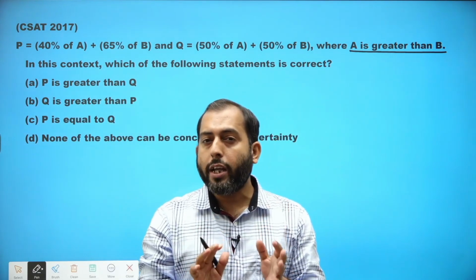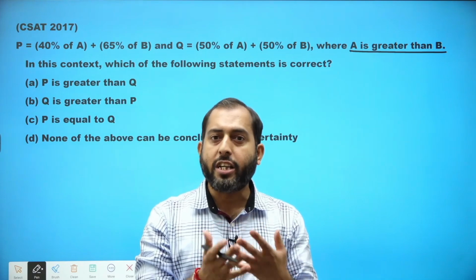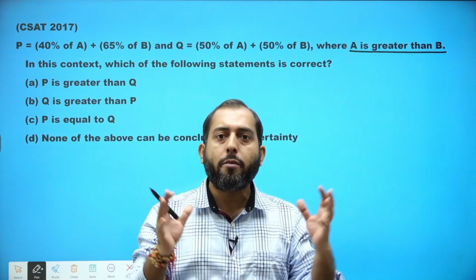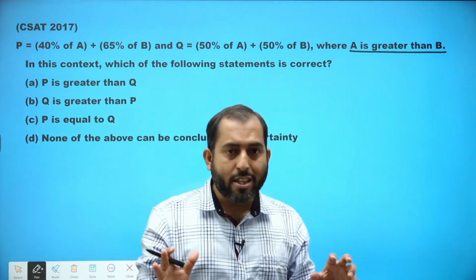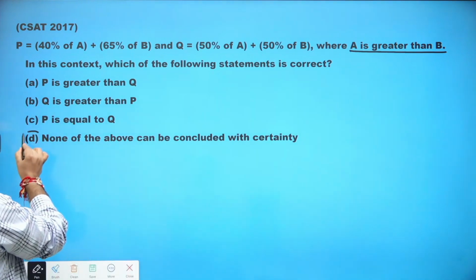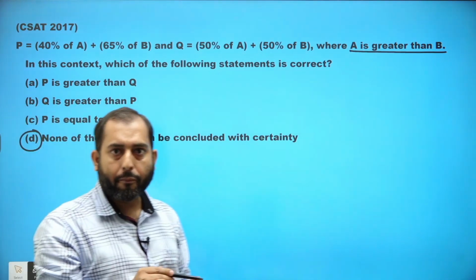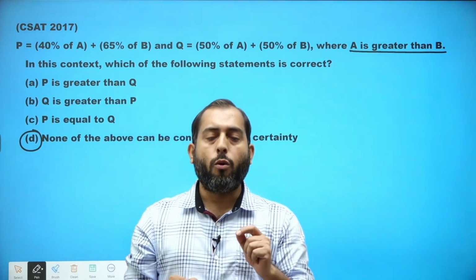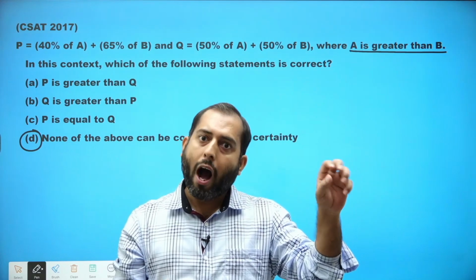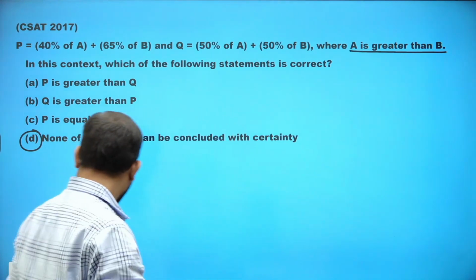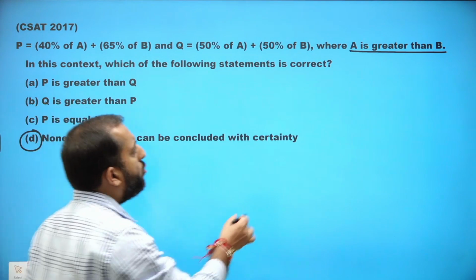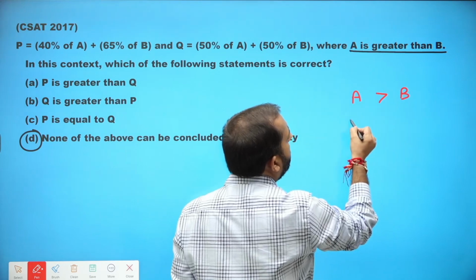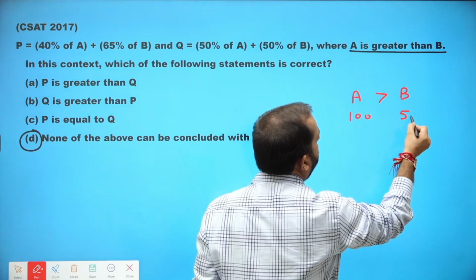We over here just know that A is greater than B, but how much greater than B is not mentioned. So that is why the right answer of this question should be option D. We cannot say anything between P and Q here. Let me explain how or why. Now we only know that A is greater than B. So let's say A is 100 and B is 50.